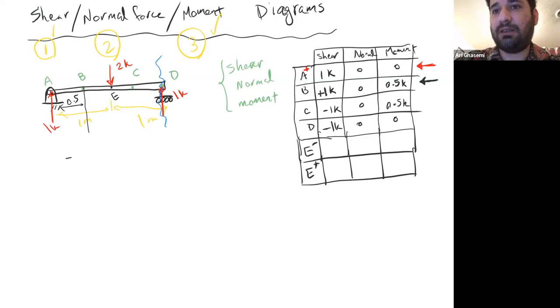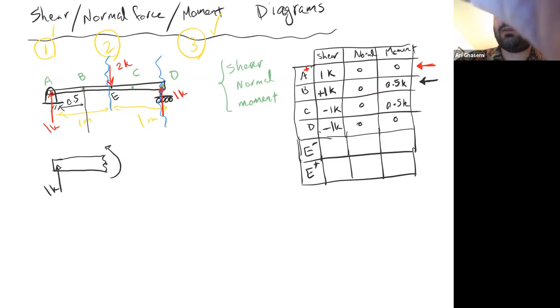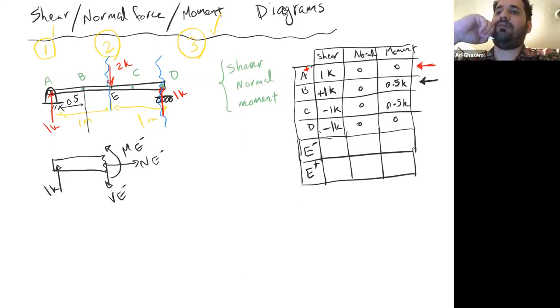So if I cut it at E minus, what do I get? I'm cutting it just before point E, right? I get something like that. So this is 1K going up. At E, I have ME, VE, and NE. And this is E minus: the moment at E minus, the normal force at E minus, and the shear force at E minus, right? And this distance obviously is 1 meter from here to here.